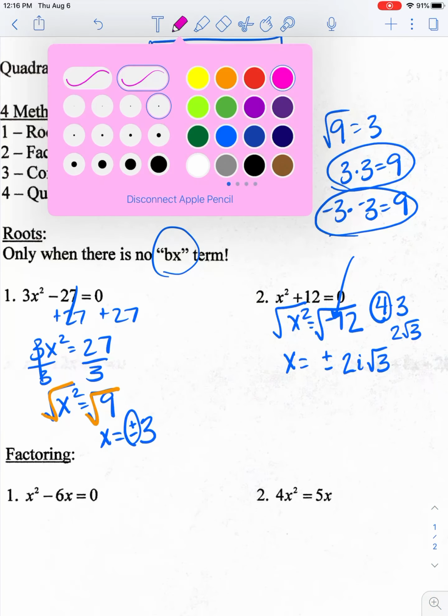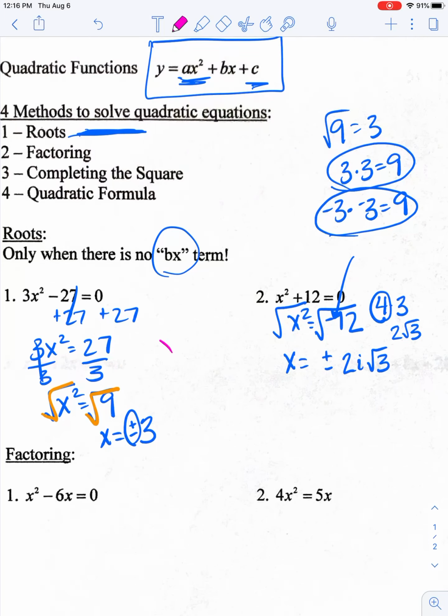Okay, so that one had a lot going on in it. So I'm just going to do one more real quick off to the side. So like if you had x squared plus, let me find a good one, let's say 40. Okay, so I'm going to subtract the 40 over. I'm going to root both sides. I'm going to have my plus or minus because I rooted both sides. 40 is 4 times 10. And there's a negative, so that's going to be 2i root 10.